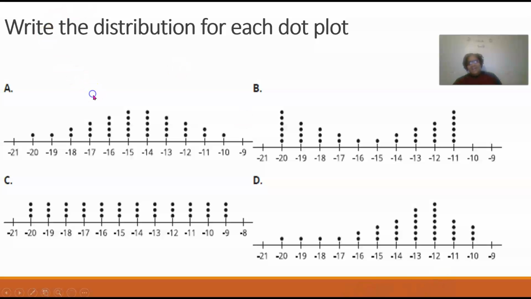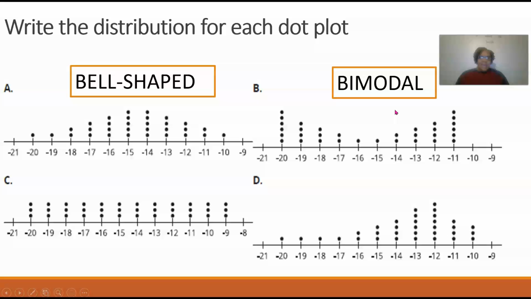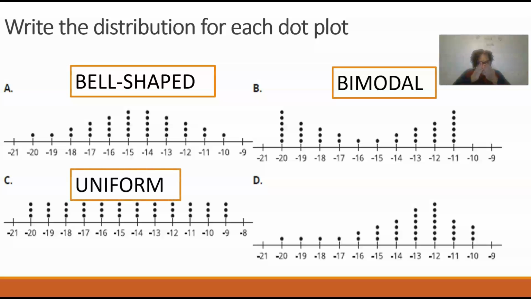Letter A, we're going to say, is bell shaped. If you got it right, give yourself a round of applause. Letter A is definitely a bell shaped distribution. Letter B is a bimodal distribution, because remember, the bimodal distribution has two very distinct data values seen in a dot plot or histogram as distinct peaks. Those peaks are at the ends, and the middle is low.